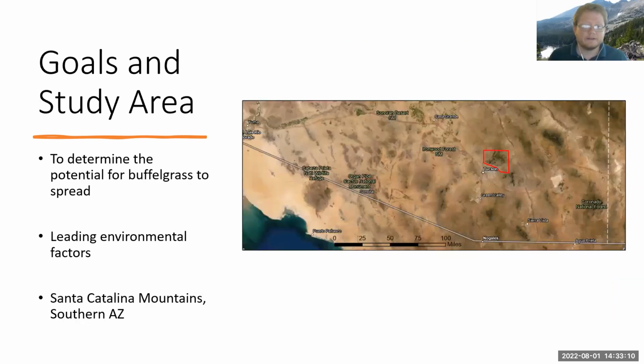So what we're attempting to do is to build a model that will predict current population distributions of buffalo grass here in the Santa Catalina Mountains in southern Arizona, what some of the leading environmental factors are that play into its distribution, and then how that distribution might change between now and the year 2100.